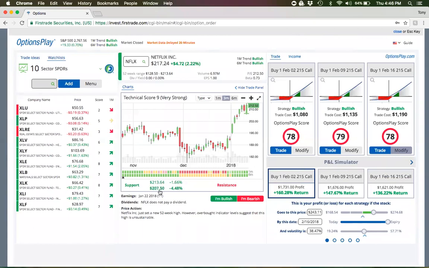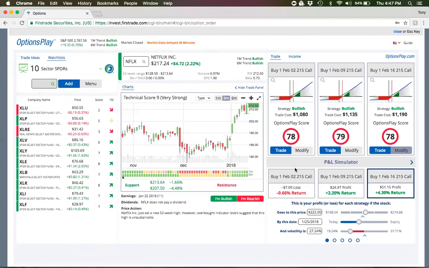We know that it reports earnings on January 22nd, so let's put this on a date of January 22nd and give it a few days afterwards. Let's say January 25th. The current volatility is 38%. We know that comes down after earnings, so let's say it comes down to 27% right after earnings. And Netflix is at 217 right now. So let's say what happens if Netflix goes up to 225, a small, modest beat.